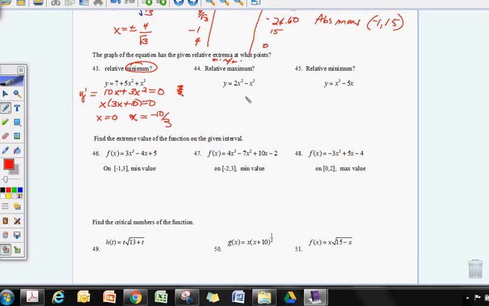So this is where I'm going to be comparing my f of x to f prime of x.